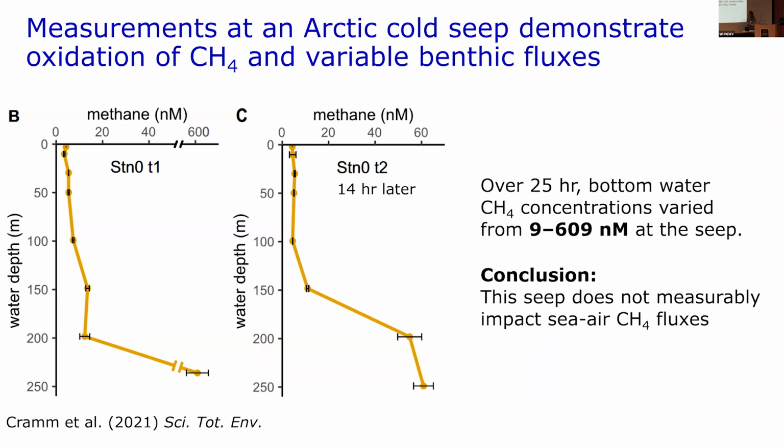And since they stuck around on the station a while, they actually did 4 sets of measurements over 25 hours. And so just 14 hours later, the methane concentration in the bottom water has decreased to 60 nanomolar. And then by 25 hours, it was at 9 nanomolar. So some of this is likely temporal variability in how much methane is coming out of the seep. And some of it is very likely also having to do with the seeps being very, very patchy.